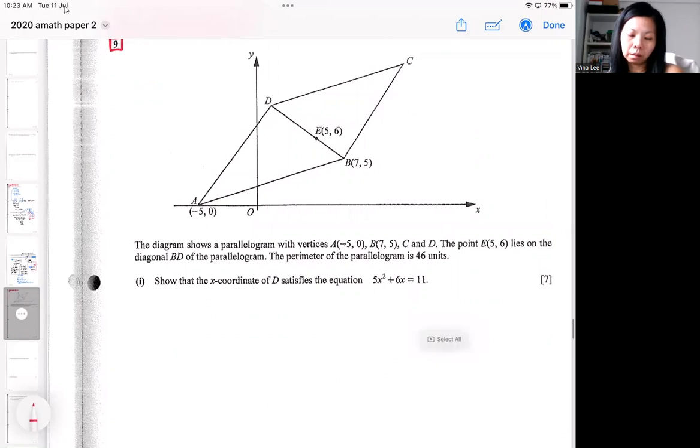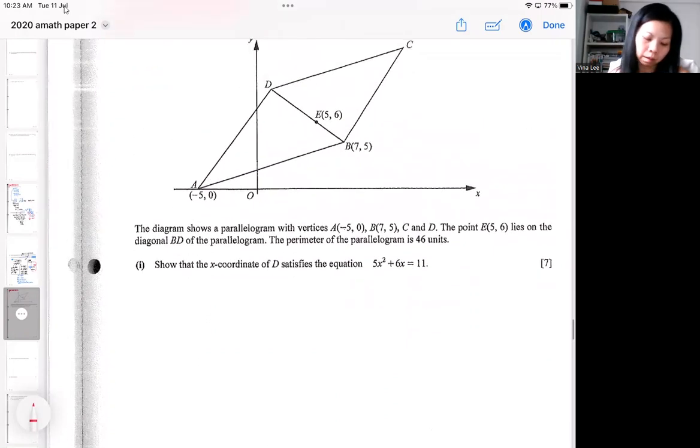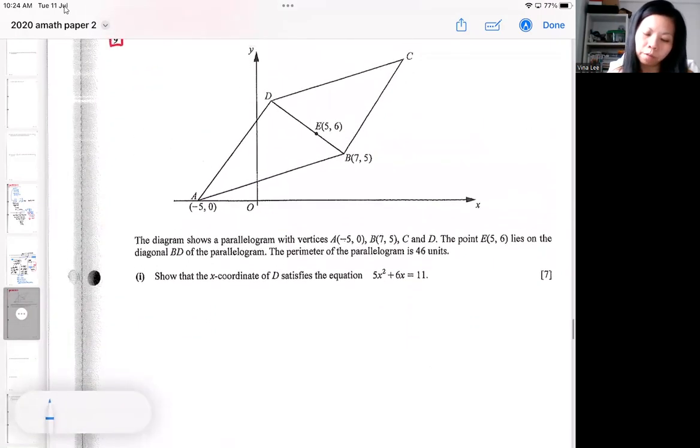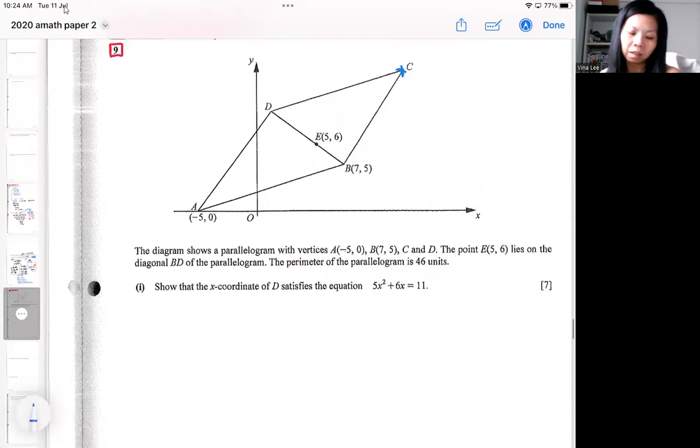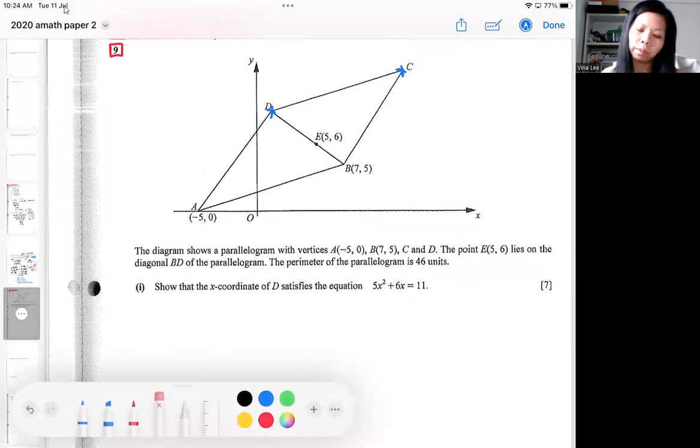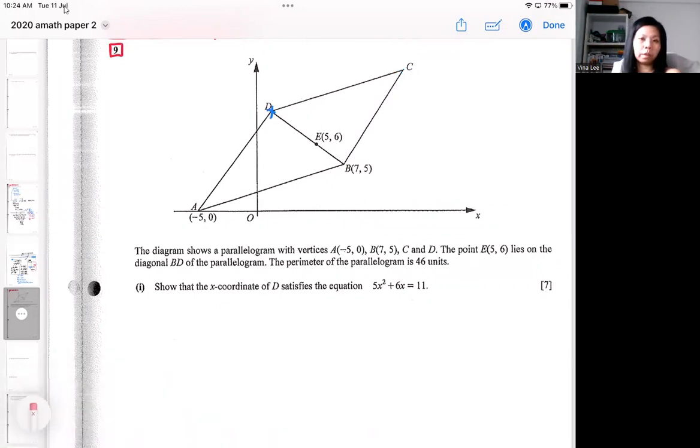If let's say the last part is for you to find the fourth coordinate, the last part will make use of the method of the midpoint of the diagonal. So anyway, for the first part, our job is to find the x-intercept or x coordinate of D. And we're supposed to show that it fulfills a quadratic equation. So there must be some information that leads us to this equation.